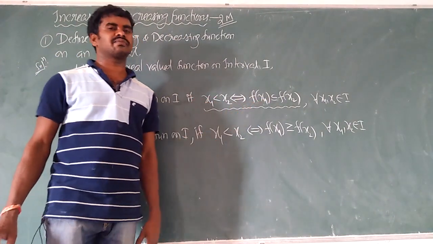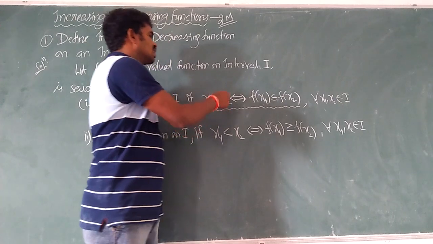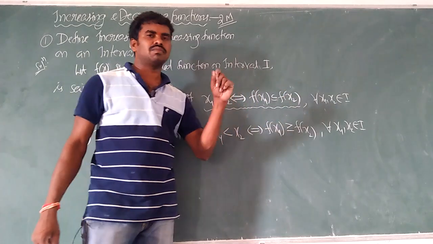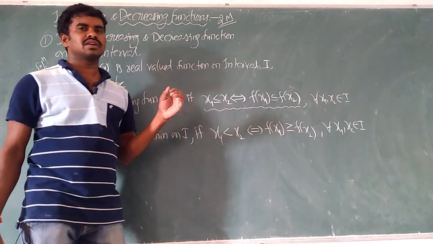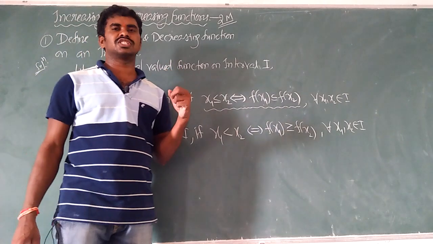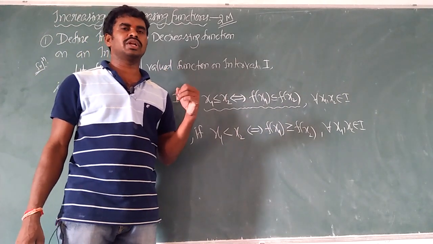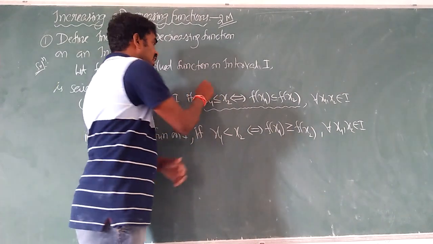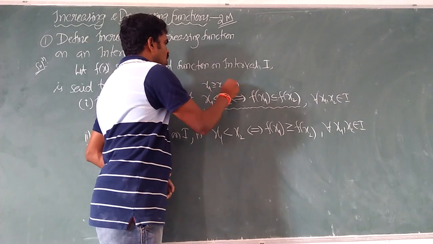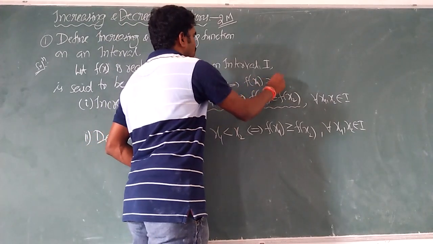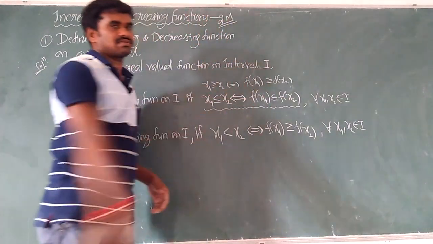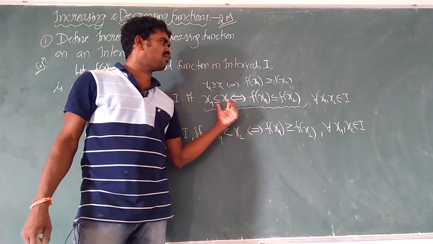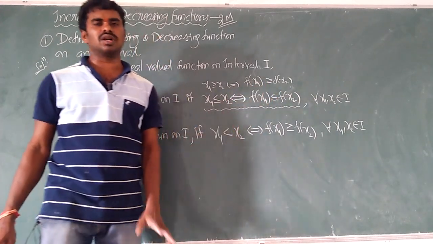The same sign should be there. Otherwise, we can write x1 ≤ x2, then f(x1) ≤ f(x2). The same sequence must be followed. I am saying this because another condition is also there under the definition. There is no need to learn it, but I am telling you: x1 ≥ x2 if and only if f(x1) ≥ f(x2) is also a right answer. It means that in the increasing function, the statement must follow the same symbol.